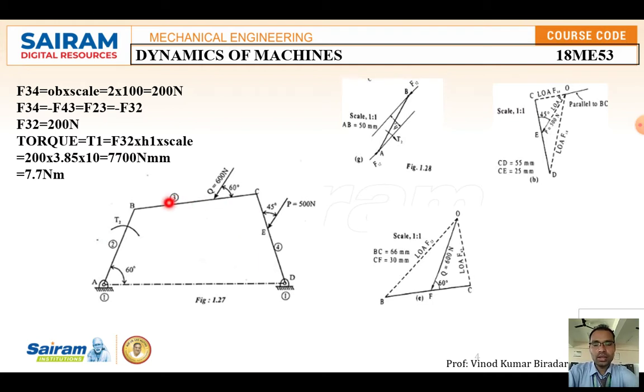Now I am going to redraw. What is the condition for a 3 force member to be in equilibrium? All the 3 forces acting on the element should meet at a point. That point is called the point of concurrency. That condition should be satisfied. So link BC: I transfer BC here with the help of a ruler scale.